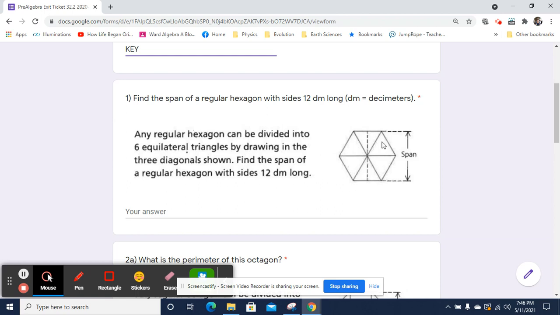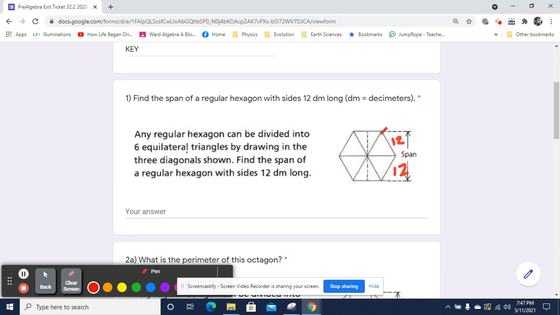Of course, there's a long way across and a short way across the hexagon, so it ends up being the short way across. So we've got these regular hexagons. Any one of them can be divided into 6 equilateral triangles by drawing in the 3 diagonals shown. Find the span of a regular hexagon with sides 12 decimeters long. This side here is 12 decimeters. I'm not going to write the unit because of the fatness of my writing tool, but there you go. 12 decimeters there and 12 decimeters there.